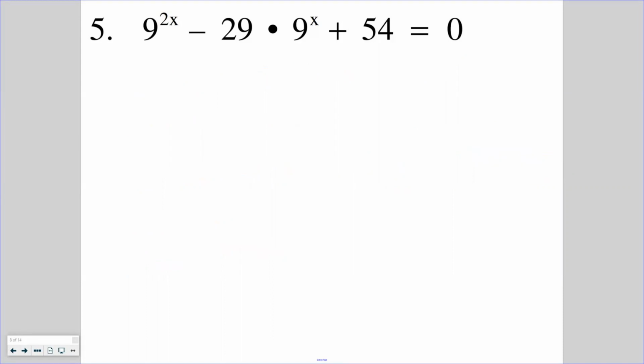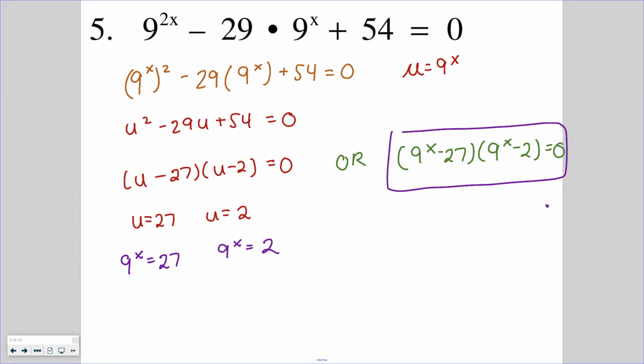Thank you, Raina. Okay, there you go. One way is factored. What I just boxed would be if you don't substitute. So if you want to go straight into factoring without substitution, that's fine. It'd be 9 to the power of x minus 27 times 9 to the power of x minus 2. But we should get here, 9 to the power of x is equal to 27, 9 to the power of x is equal to 2.